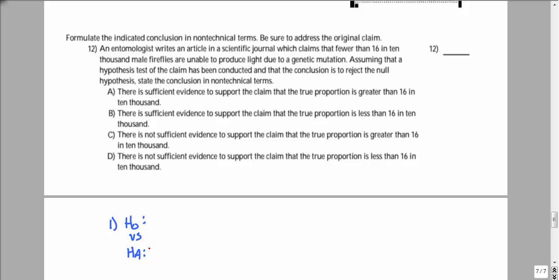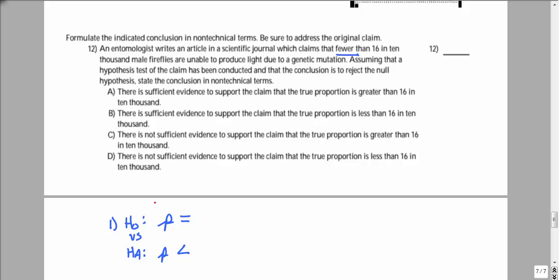Okay, so let's go ahead and read through this. An entomologist writes an article in a scientific journal which claims that fewer than 16 in 10,000 male fireflies are unable to produce light due to a genetic mutation. So we're looking at a proportion, 16 in 10,000. So remember, P is proportion. The equal sign always goes in the null hypothesis. Let's go ahead and look at the alternative hypothesis there. Fewer than, so we're looking at less than, and 16 in 10,000.